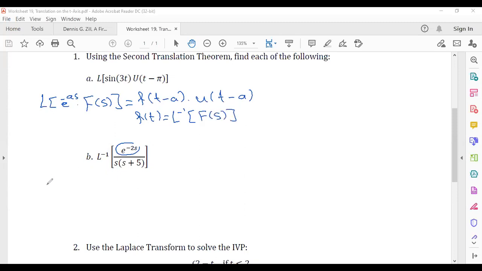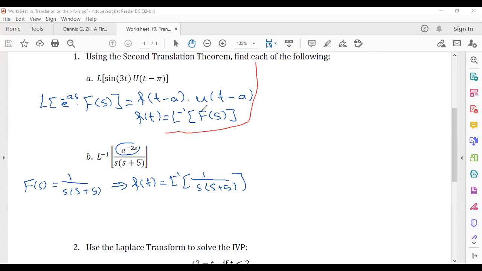My question, where is your F capital of s? 1 over s times s plus 5. Now I need to find f small of t by taking the Laplace inverse of this fraction, which is 1 over s times s plus 5. How to find the inverse of this fraction? Partial fractions. So I'm going to write here 1 over s times s plus 5 equals a over s plus b over s plus 5.